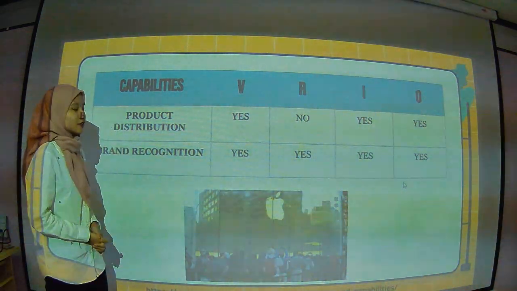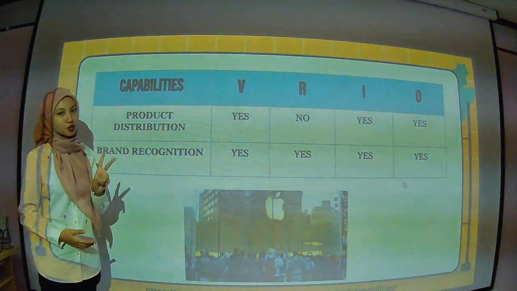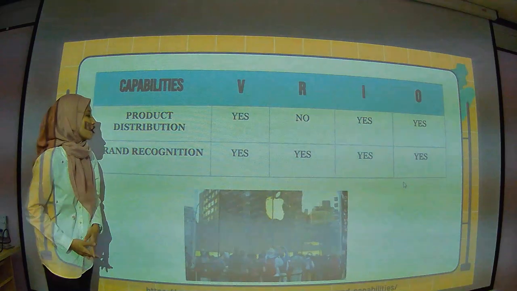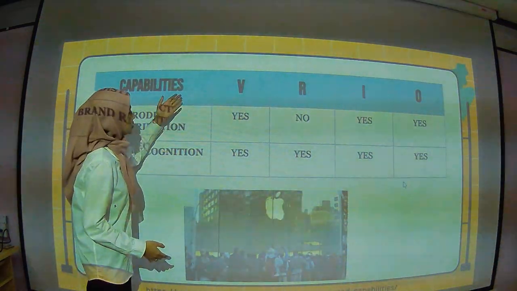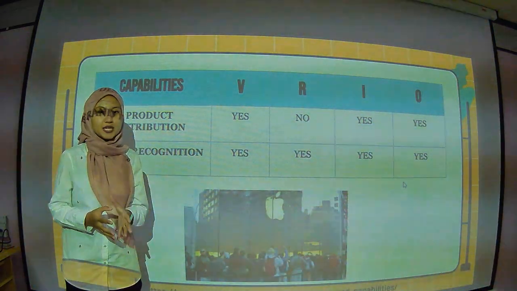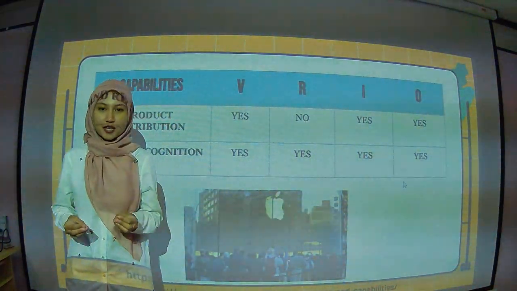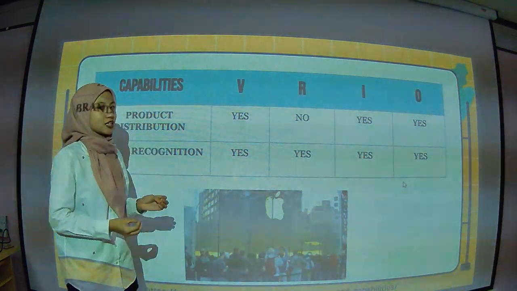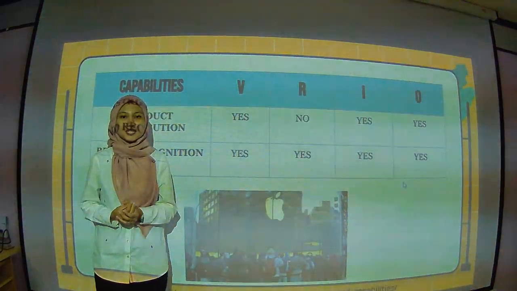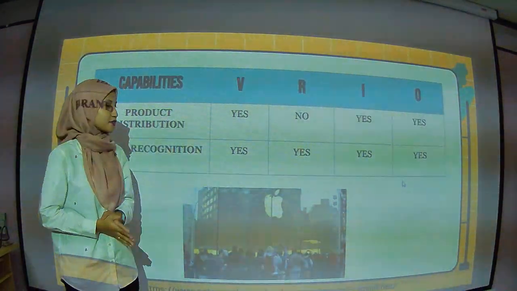Now let's move on to the VRIO analysis of Apple. So based on the table, we have decided to choose two capabilities only, which are product distribution and brand recognition. For the product distribution, the value said yes. Why? Because Apple is a strong firm, as Apple hires and retains inventive, productive people by utilizing human capital to produce their product perfectly. These professionals routinely produce some of the world's most popular consumer products and services.